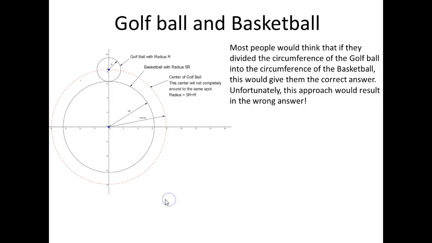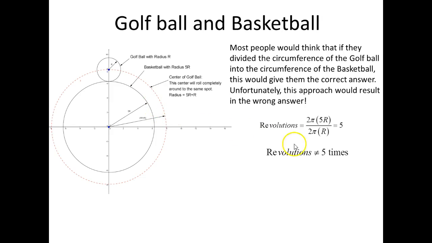Okay, let's continue. Most people would think that if they divided the circumference of the golf ball into the circumference of the basketball, this would give them the correct answer. Unfortunately, this approach would result in the wrong answer. Revolutions would be 2 pi times 5r, which is the circumference of the basketball, divided by 2 pi times r, which is the circumference of the golf ball. If you divide those into each other, the r's cancel and the pi's cancel. 2 times 5 is 10, and 2 goes into 10 5 times. So the revolutions would equal 5.